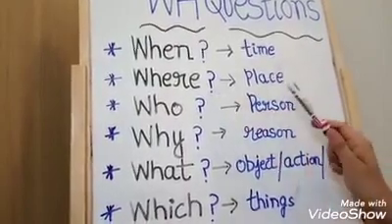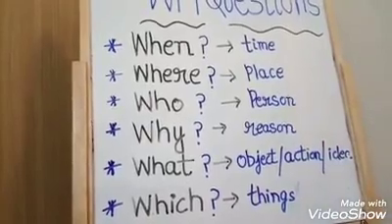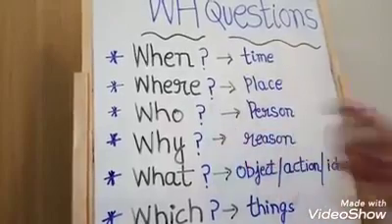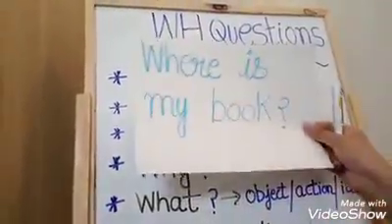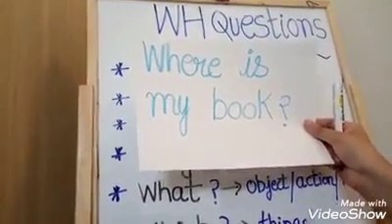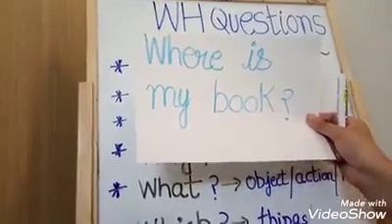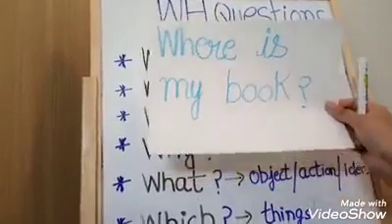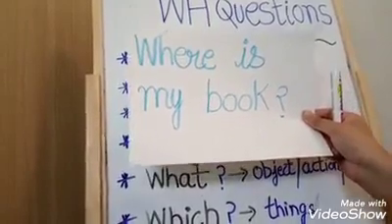Where talks about the place. Whenever you want to know about the place, you always use where. For example, you may ask, where is my book? And the answer will be, it is on the shelf. So when you use the word where, you get to know about the place of the book, where it is kept.